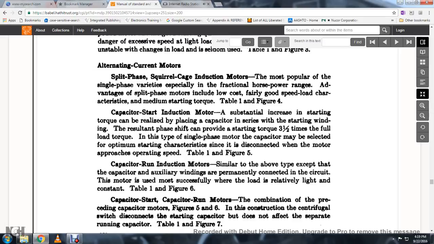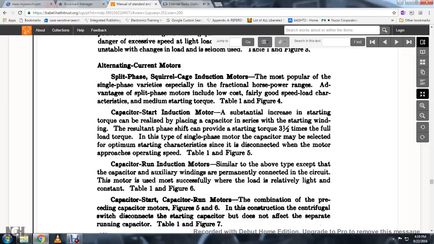Alternating current motors: single phase, squirrel cage induction motors are the most popular of the single phase varieties, especially in the fractional horsepower range. The advantages of the split phase motor include low cost, fairly good speed regulation, and medium starting torque. See Table 1, Figure 4.